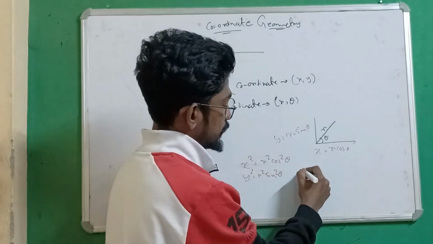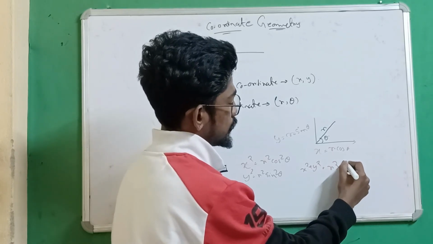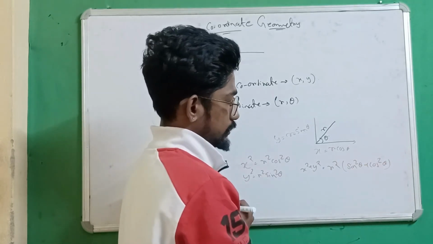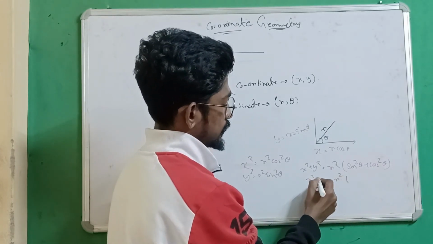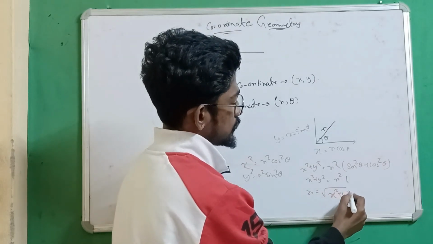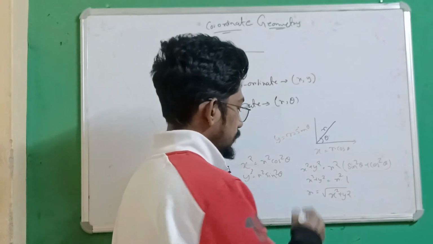Now add these, x square plus y square, what will we get? r square common, sin square theta plus cos square theta. Sin square theta plus cos square theta means 1. That means x square plus y square, means r will be equal to root over x square plus y square. Right? This is the value of r.